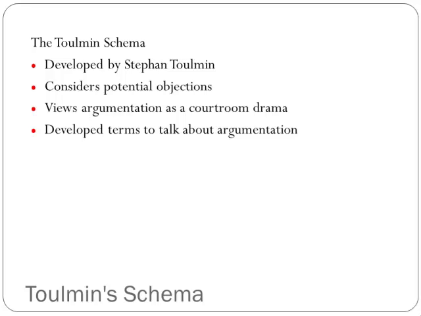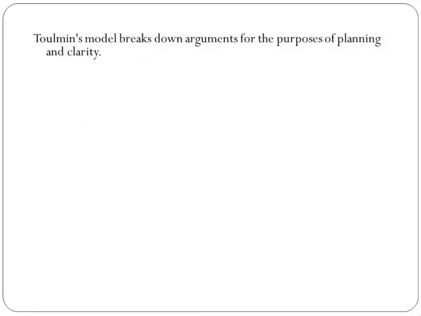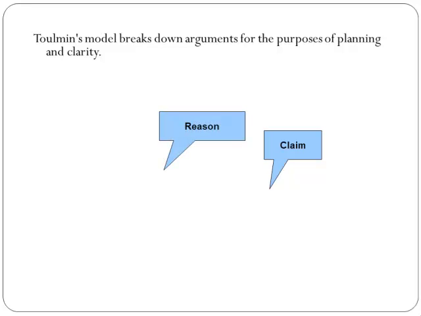Toulmin viewed argumentation as a courtroom drama, where attorneys argued and cross-examined before a judge and jury. Toulmin developed a variety of terms to provide a way to discuss and plan argumentation. Toulmin broke arguments into specific parts for purposes of planning and clarity. Using Toulmin's model, each argument can be strengthened by strengthening one of the parts.